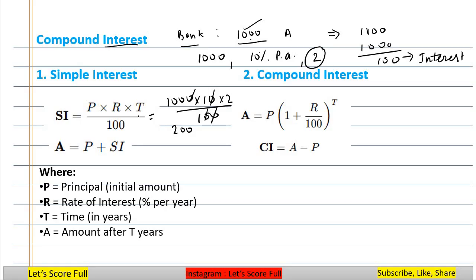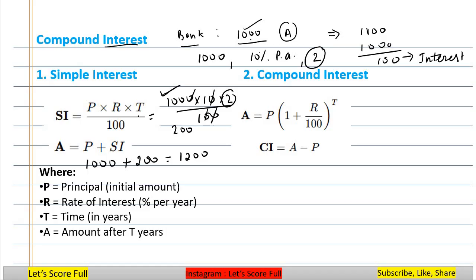What is amount? Amount is how much A has to pay back to the bank. So he has borrowed, in this case I am taking, 1,000 rupees which is the principal, and interest for 2 years is 200. So it means 1,200 rupees A has to pay to the bank after 2 years. So this is the simple interest.